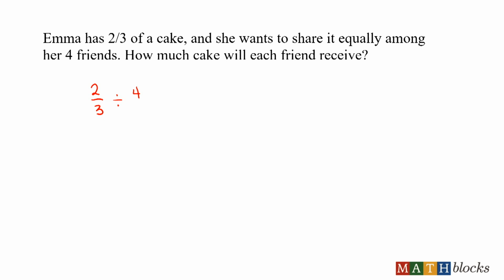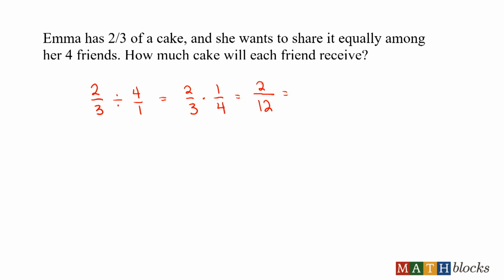But remember, 4 is the same thing as 4 over 1. And when we're dividing two fractions, we're going to flip that second fraction and multiply. So this is really the same thing as 2/3 times 1/4. Now we are multiplying two fractions together, so we can multiply straight across. This will give us 2 times 1, which is 2, over 3 times 4, which is 12.